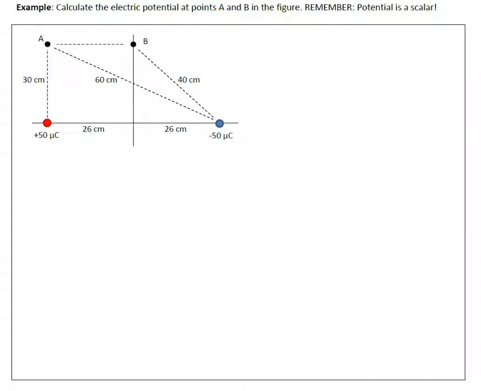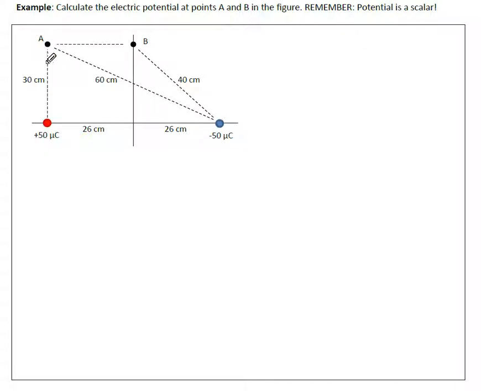Okay, so here's our final question for this unit. Again, electric potential actually has some of this. It's a lot simpler than the field and force because energy is a scalar. So we don't care about the direction, just care about the distance, how far it is. So this question says, calculate the electric potential at points A and B in the figure. And remember, potential is scalar.